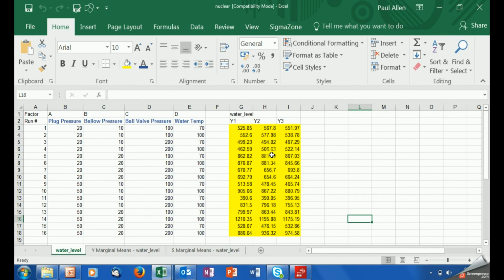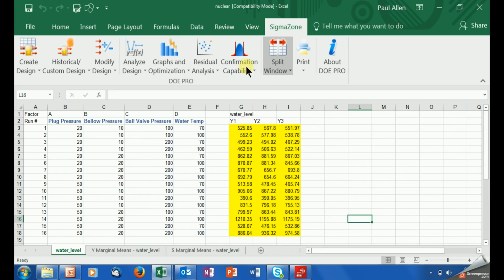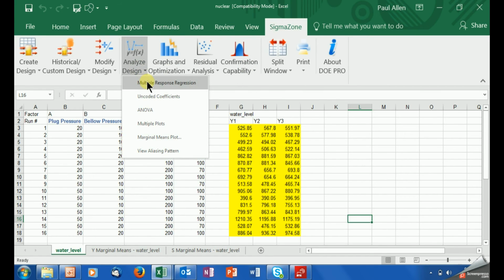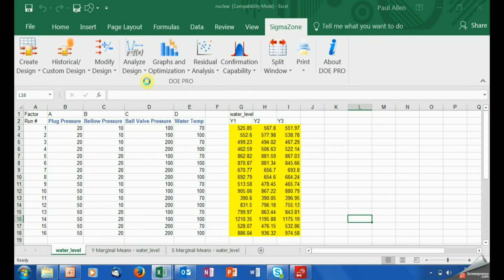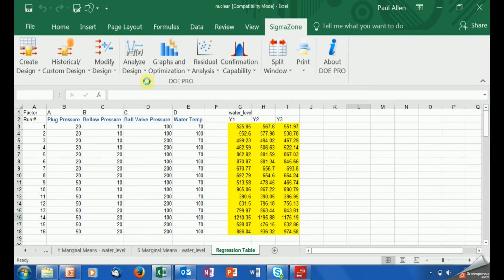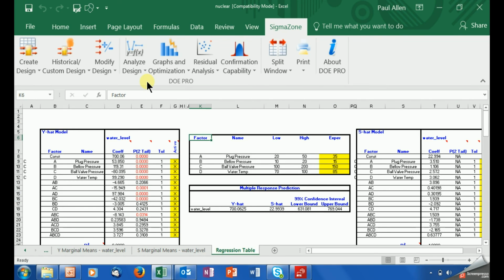Now, I made that decision. What I'm going to do now is I'm going to generate the model. So let's have a look. Sigma Zone. Analyze Design. Multiple response regression. Click Go. Okay, up comes the regression tables.